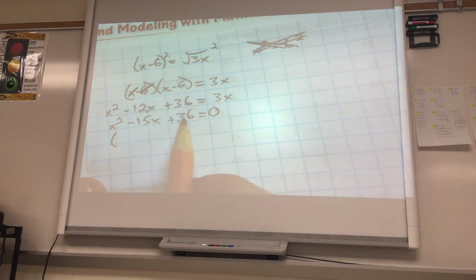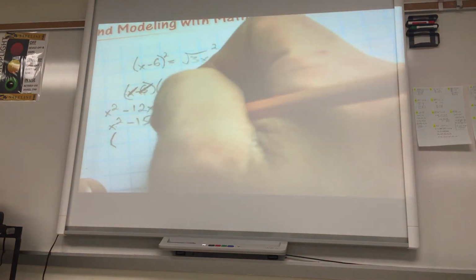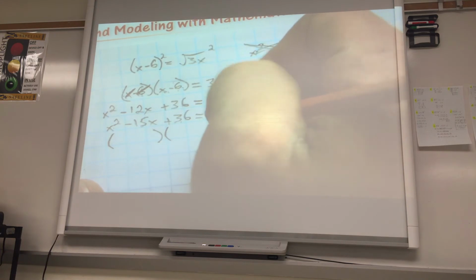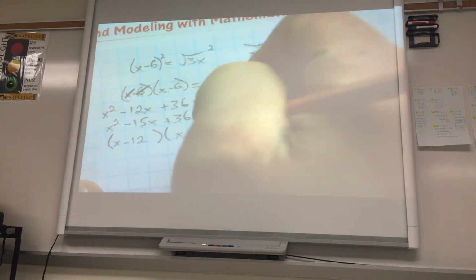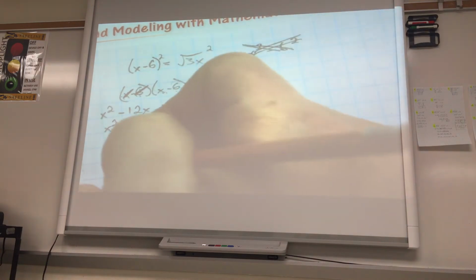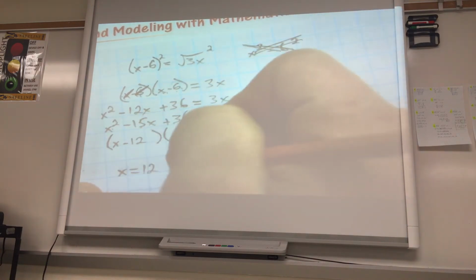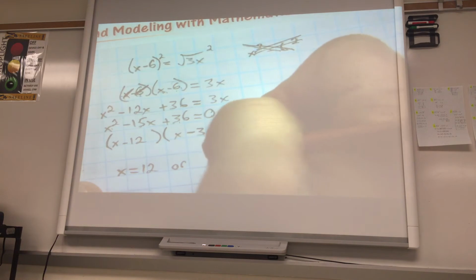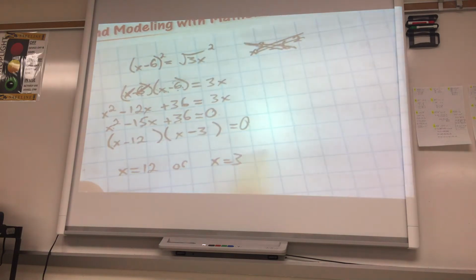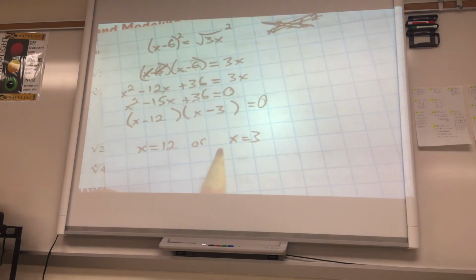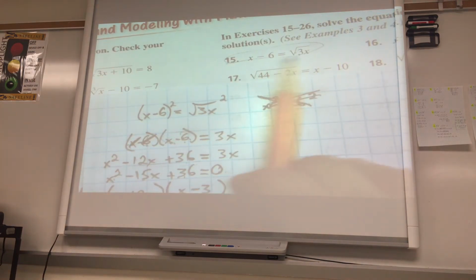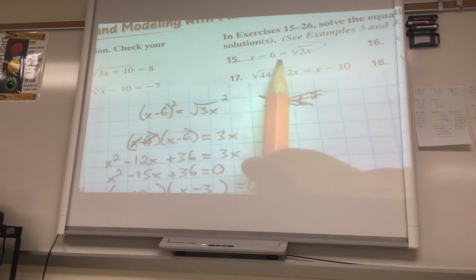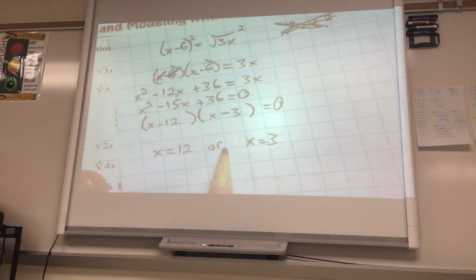Two numbers that multiply to be 36 but add to be negative 15 are going to be 12 and 3. So (x minus 12)(x minus 3). What that's saying is my solutions are x equals 12, or, notice I use the word or, x equals 3. And the reason I use the word or is because my original equation was first degree. That means I only have one solution, yet somehow I ended up getting 2.